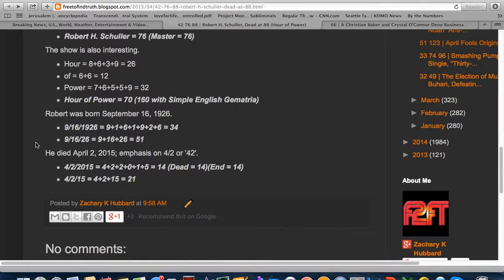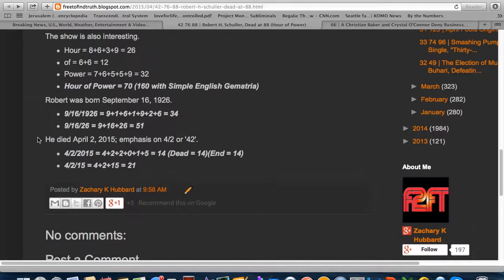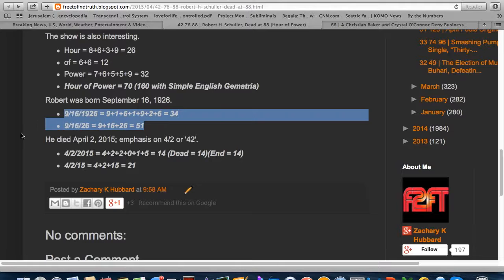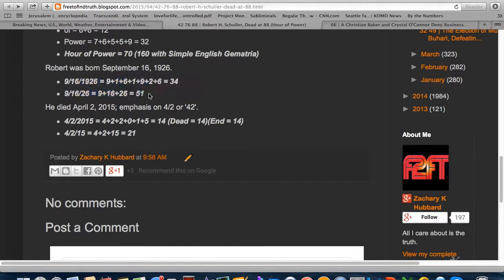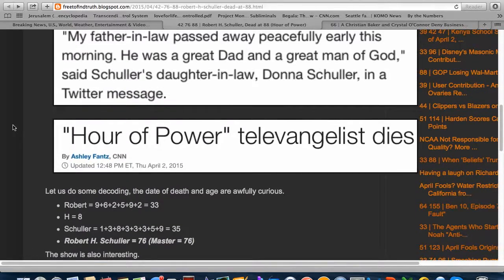Interesting. He was born September 16th, 1926. What did we just say about the number 16? One of the only numbers that sums to 33. His birthday produces life numbers of 34 and 51. 34 is the 9th Fibonacci number of life. 51, the number of conspiracy, and a whole lot more. Numbers of much importance. If you missed my video on the Confederate South, it's centered around the numbers 33, 11, and 51. He died today, April 2nd, 2015. Word Bible equals 21. This guy's a Christian televangelist.